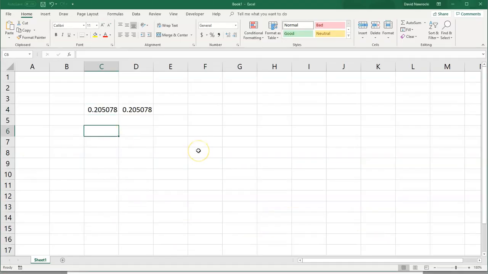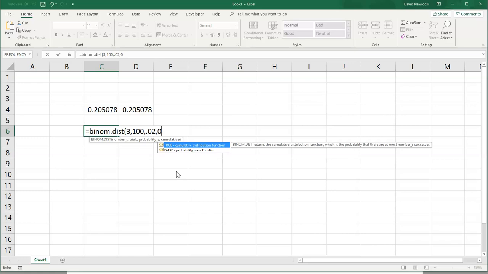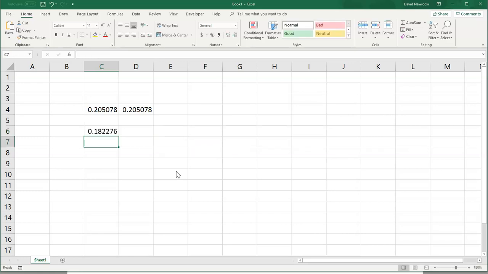So I'll just select a cell somewhere, and we just type in equals BINOM.DIST. Okay, so the number of successes we were looking for was 3. The number of trials was 100. The probability of success was 0.02. And we do not want a cumulative probability distribution in this case, so we put a 0 there at the end and hit enter. And there you go, 0.182.